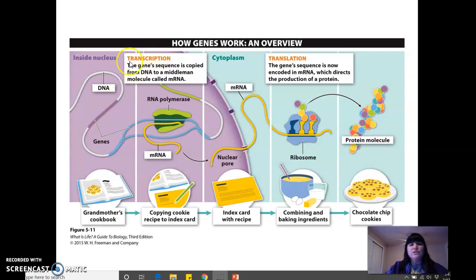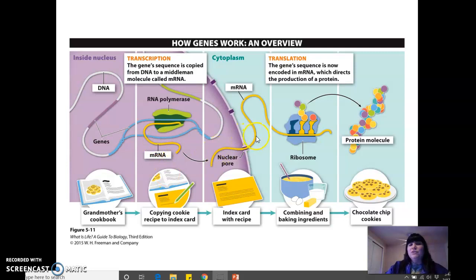The word transcription. Think of it like transcribing your notes. DNA is in the nucleus, it cannot leave the nucleus. And a section of the DNA is the gene. So, think of it as a recipe. Again, grandma won't let you take the recipe home, but she'll let you make a copy. So DNA can make a copy, which we call RNA. mRNA, for messenger RNA. That's the quote-unquote copy of the gene.